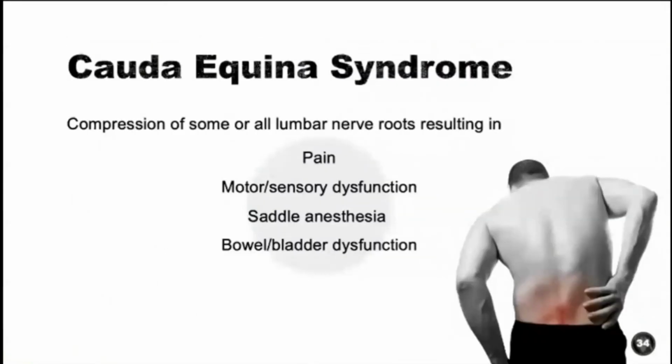Cauda equina syndrome is another surgical emergency, and what it is, is compression of some or all of the lumbar and sacral nerve roots that results in a syndrome characterized by pain, motor and sensory dysfunction, saddle anesthesia, and bowel and bladder dysfunction. And although patients' primary complaint, or what they first come in with, is probably most commonly pain, many people argue that without some level of bladder or bowel dysfunction, it's not strictly cauda equina. So that's always something that you need to really look out for.